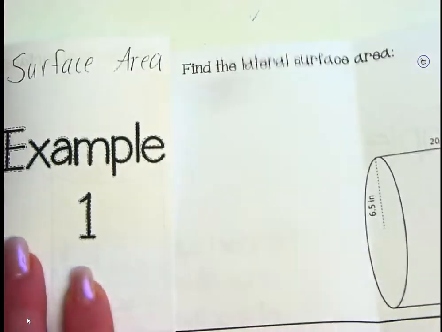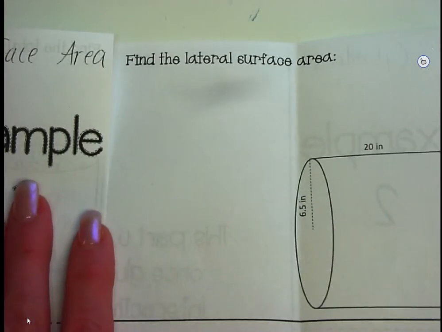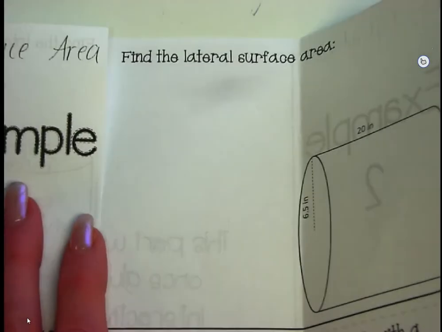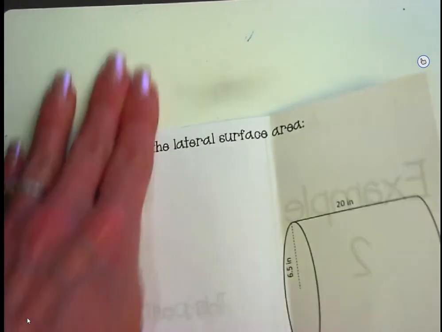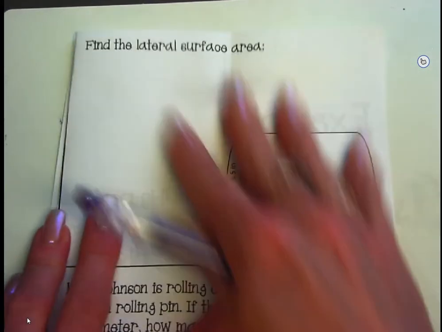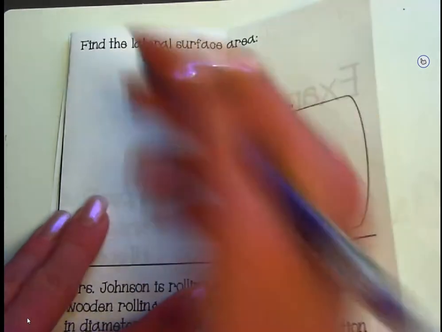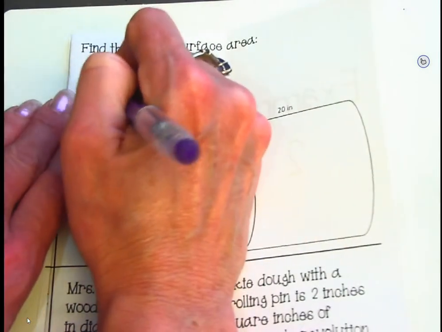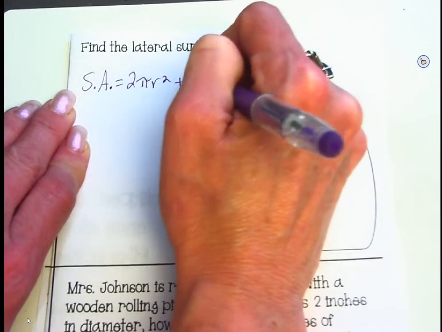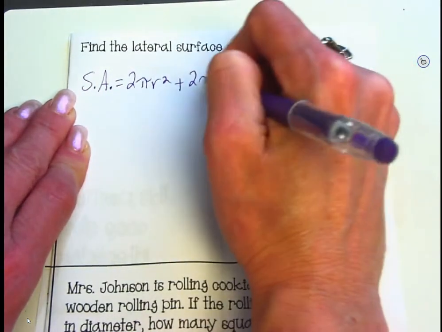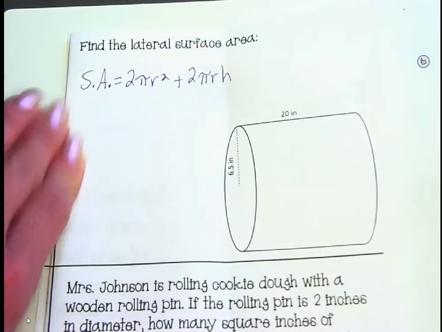And this time, notice that the question says, find the lateral surface area. So we don't have to find the whole thing. We only have to find the lateral surface area. You're going to have some questions like this to do this week. So I'm going to write the formula. My formula: surface area equals 2 pi r squared plus 2 pi r h.